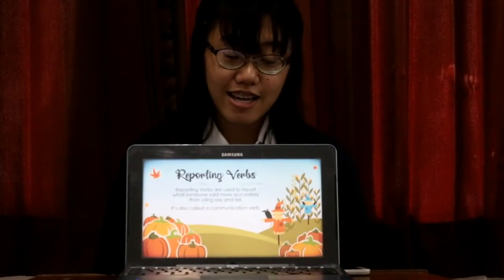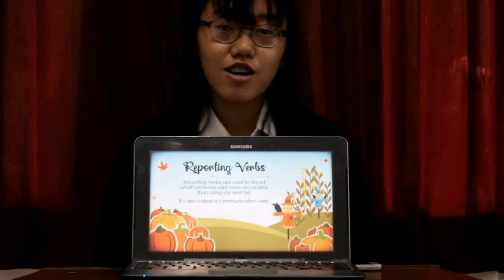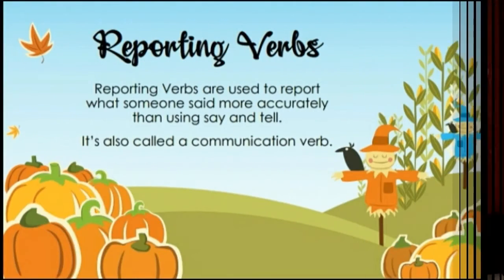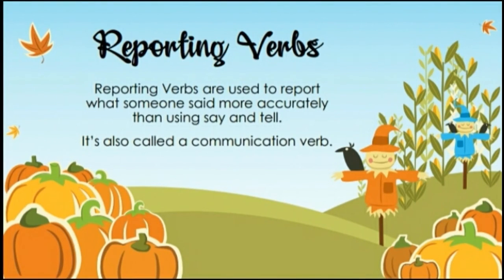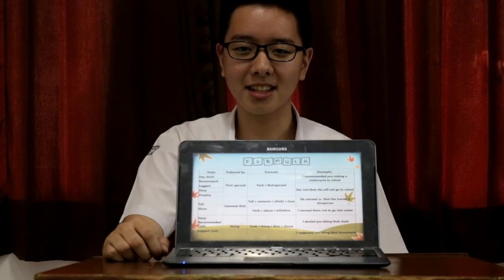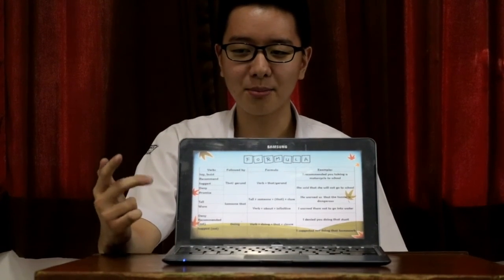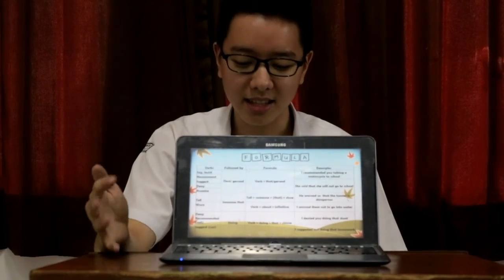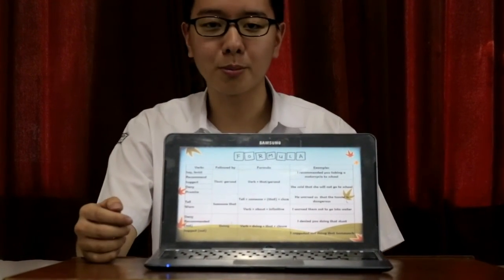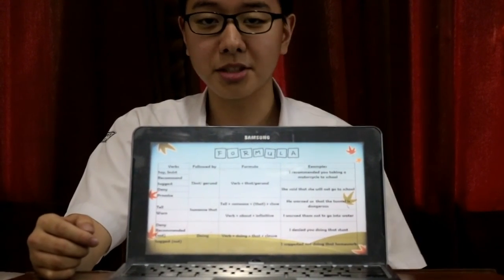Reporting verbs are used to report what someone said more accurately than using say and tell. It's also called a communication verb. There are some reporting verbs such as say, claim, recommend, promise, insist, suggest, and deny, followed by that or to infinitive. The formula is verb plus that or to infinitive.